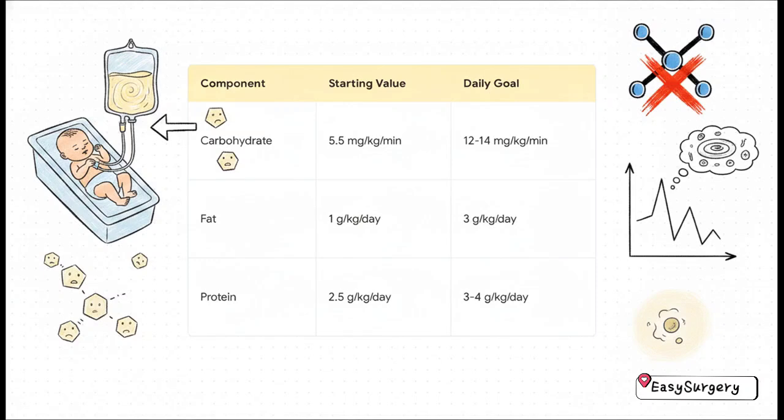But here is the classic exam trap. Insulin is not routine in pediatric TPN. Because their cells are totally naive to exogenous insulin, they are incredibly sensitive to it, meaning you risk causing profound hypoglycemia if you aren't careful.